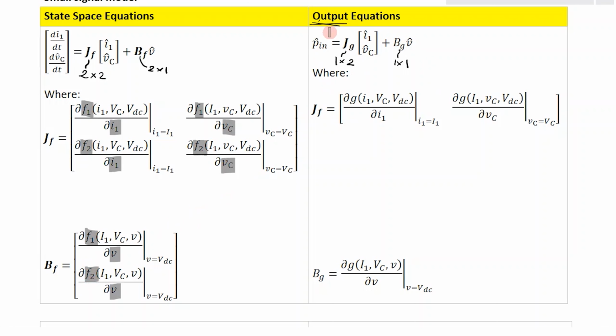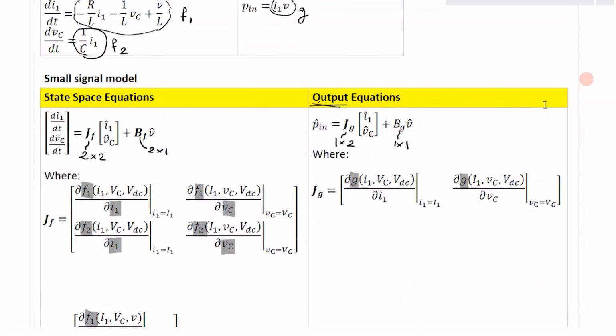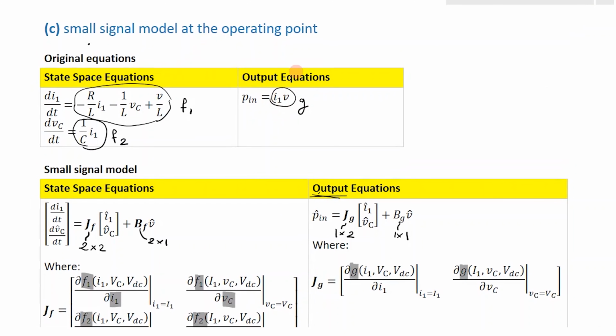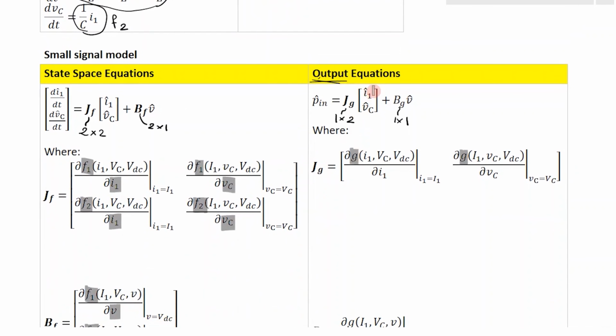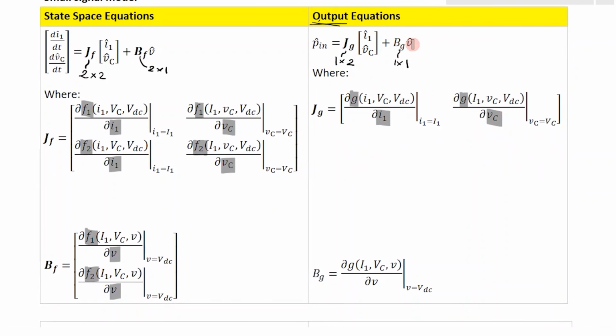For the output equations, similar idea. We have g, sorry, should be g, equal to, here we have g involved, where g is this guy. And again, first row is going to correspond to I1, second row to VC. Again, everything evaluated at the DC operating point. For B, everything is the same as this guy, except with respect to V hat. So we have this here, and then again, this is G.